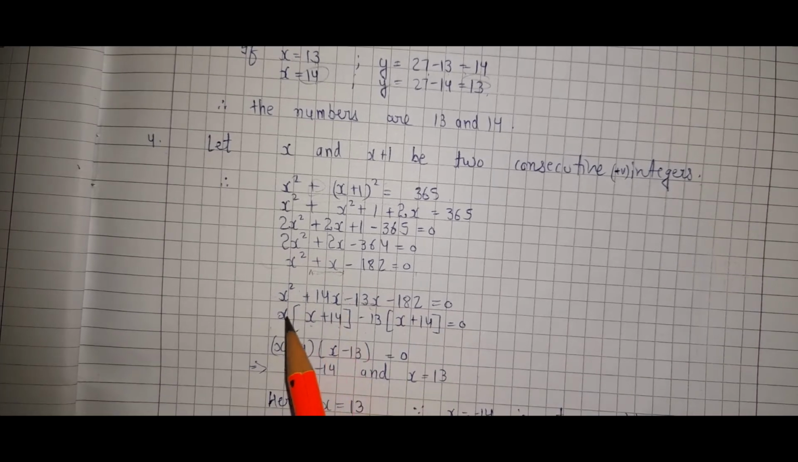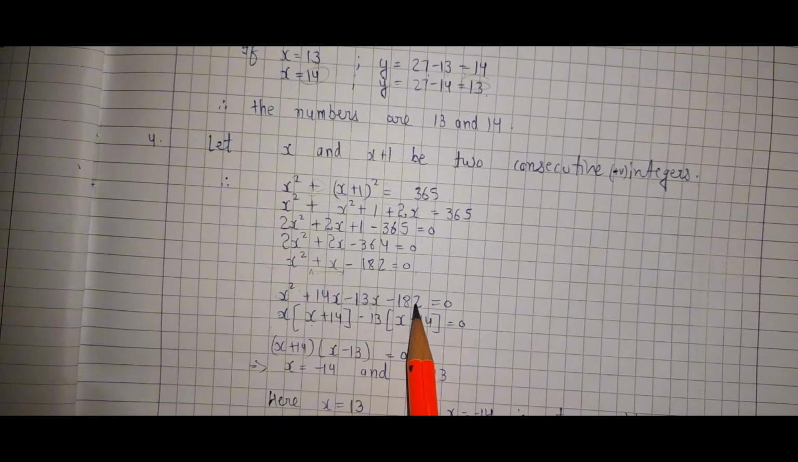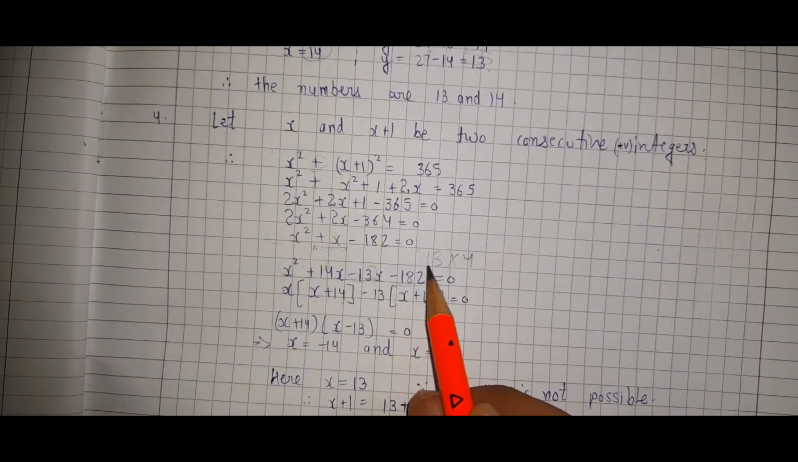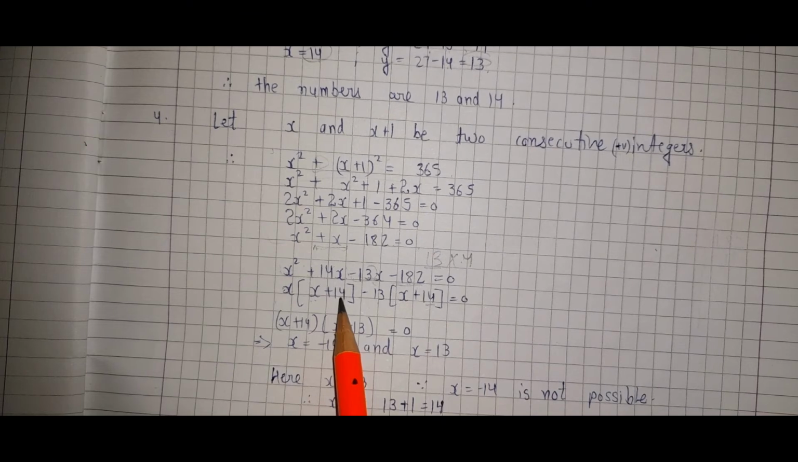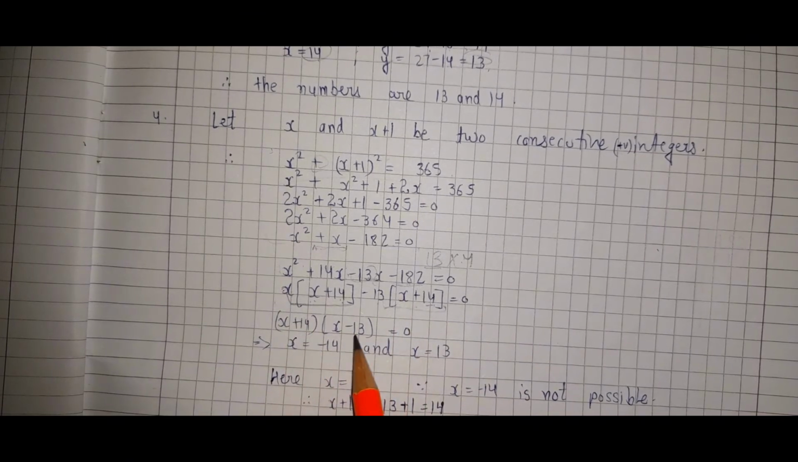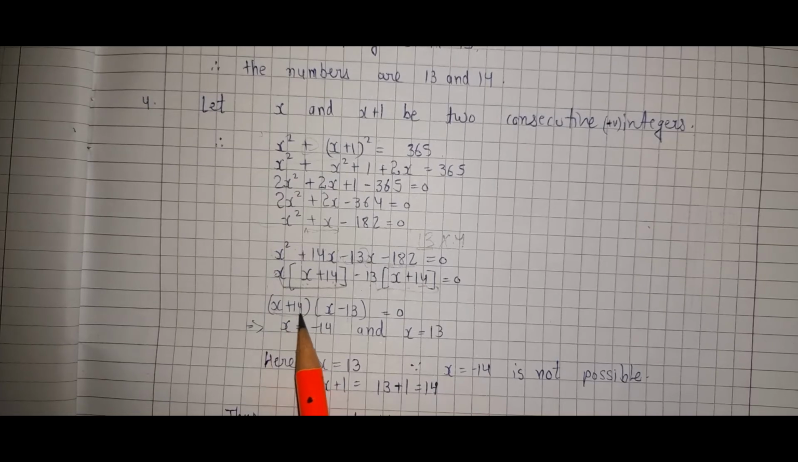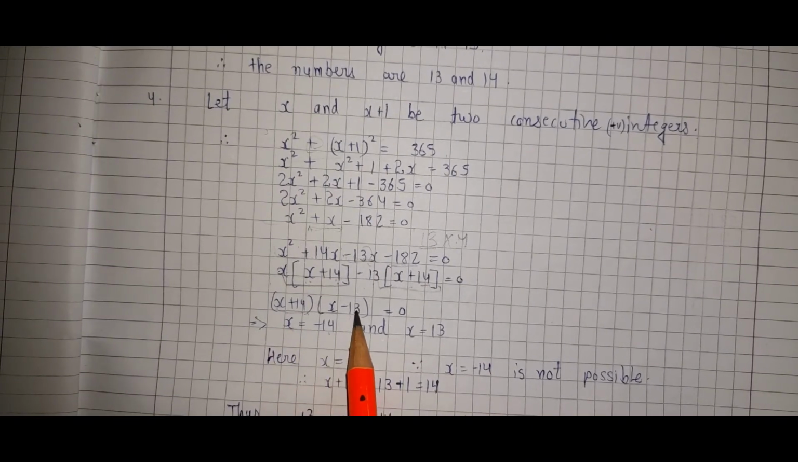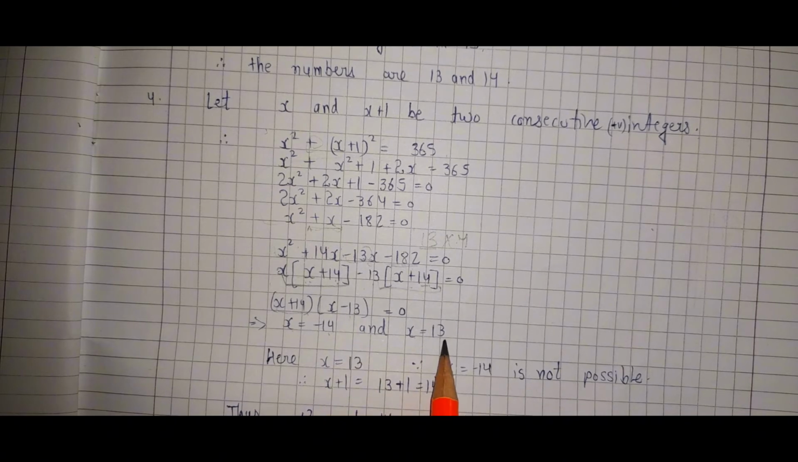In the first two terms x is common, so x square plus 14x becomes x into x plus 14, and from the last two terms minus 13 is common. 182 equals 13 into 14. So from here take 13 outside, we are left with x plus 14. Again x plus 14 is common in these two terms, so take x plus 14 outside, x minus 13 remains as it is. Equate x plus 14 equals 0, we will have x equals minus 14. x minus 13 equals 0 implies x equals 13.